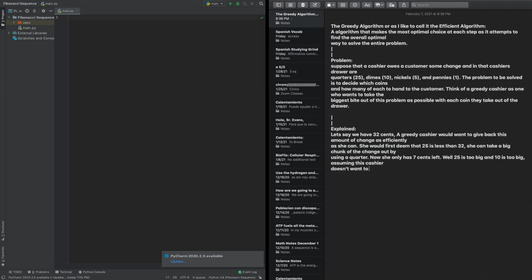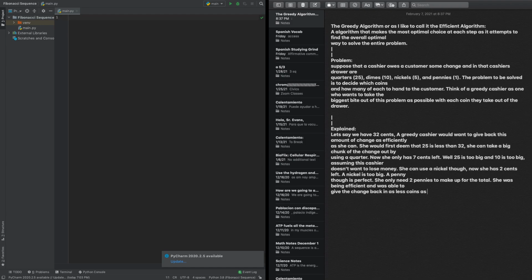But let's say, I don't know if this exists, but let's say there's a 50-cent coin. If we did 32 cents, is 50 greater than 32? Of course it is, right? If we did a 50 minus 32, it would be negative 18. We're losing coins here, right? We don't want to do that. We want to do it so that we have a positive amount of coins.